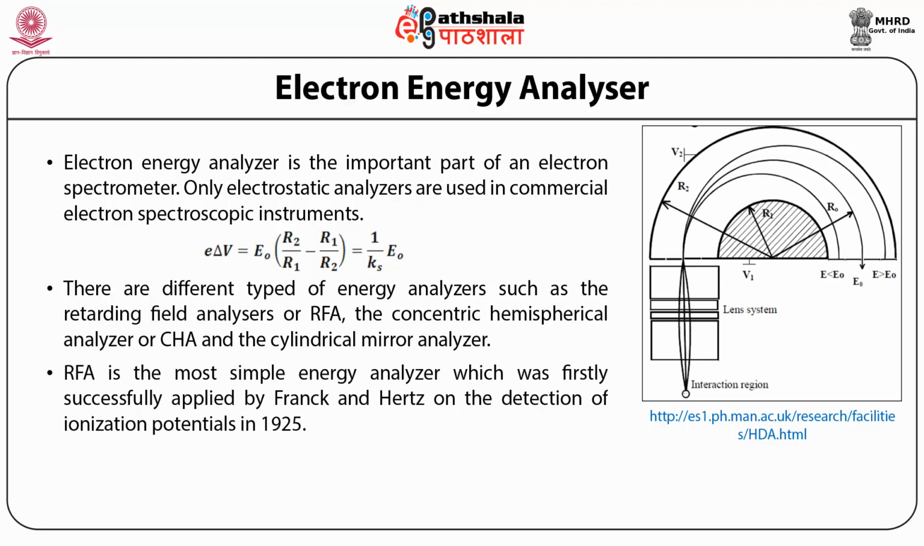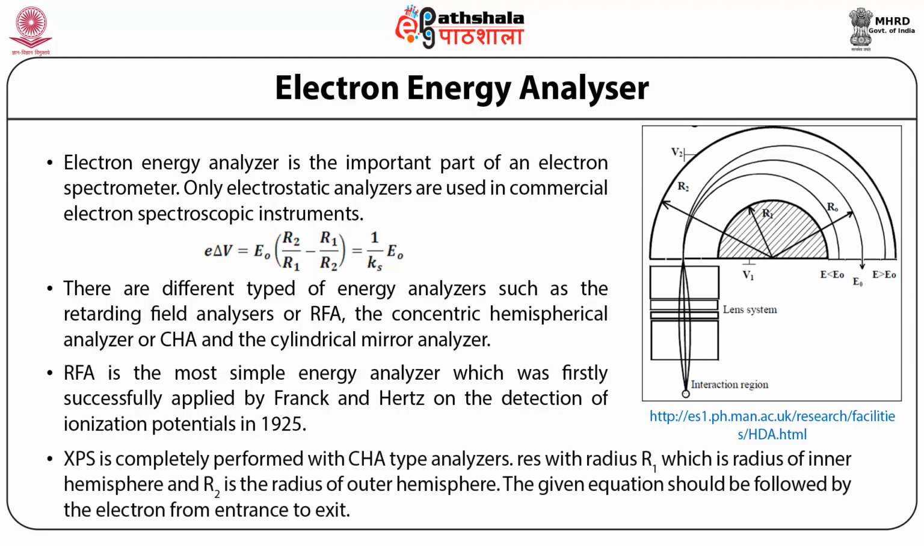RFA is the simplest energy analyzer, which was first successfully applied by Franck and Hertz on the detection of ionization potentials in 1925. XPS is completely performed with CHA type analyzers. R1 is the radius of the inner hemisphere, and R2 is the radius of the outer hemisphere. The given equation should be followed by the electron from entrance to exit.